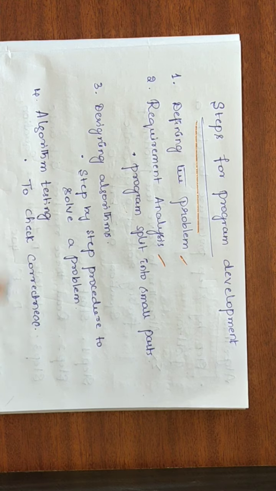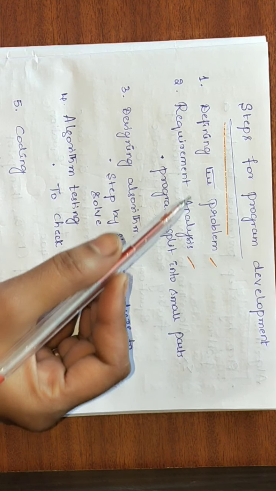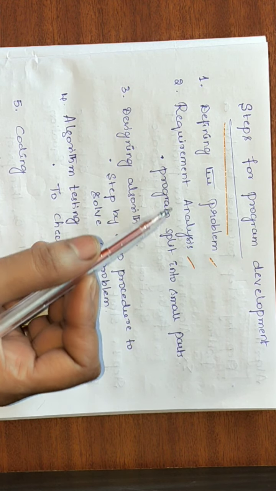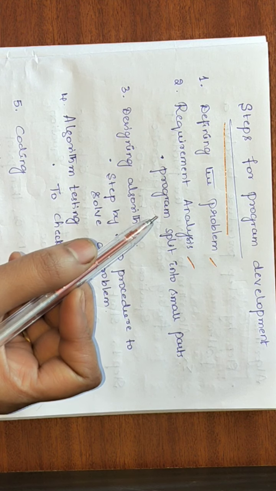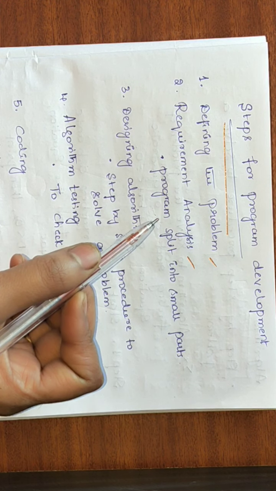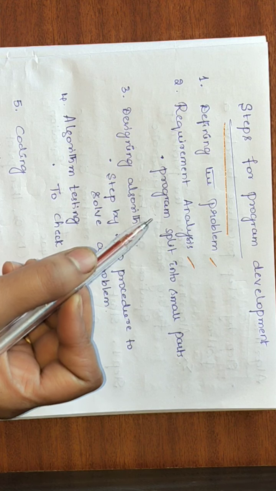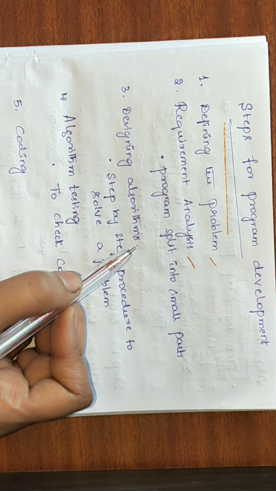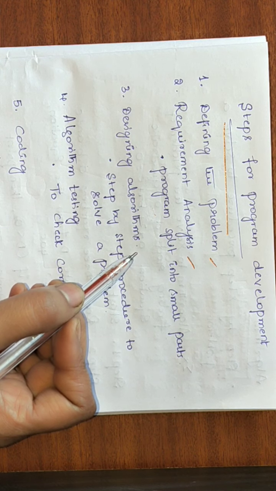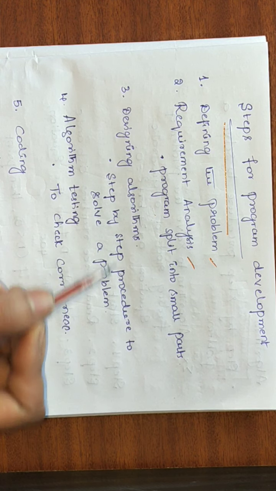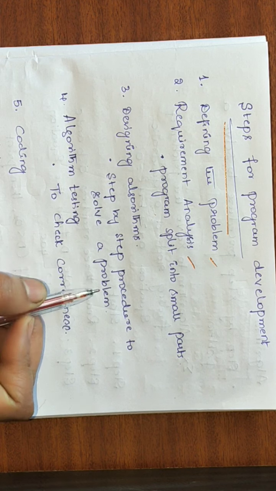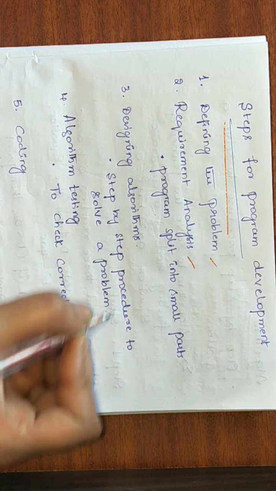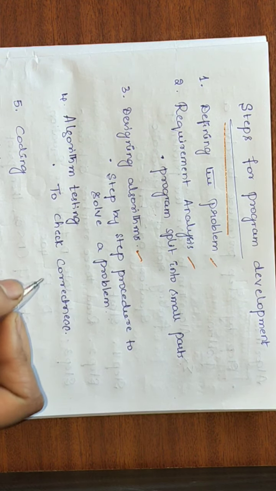Next, designing algorithms. Once we define the problem and do the requirement analysis, that is, once we know what input we are going to give and what output we are going to get, then we can design an algorithm. An algorithm is nothing but a step-by-step procedure to solve a problem. So the third step is to design the algorithm.